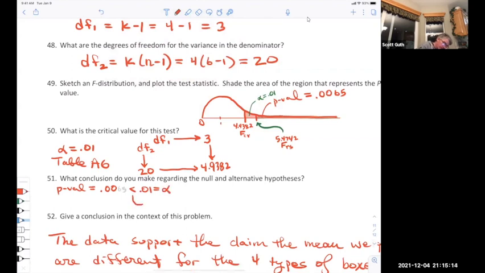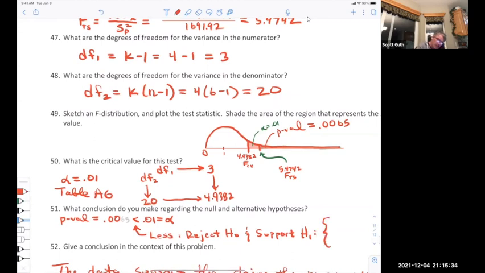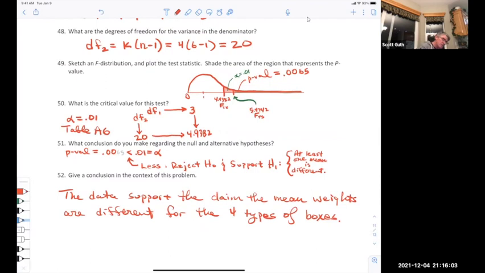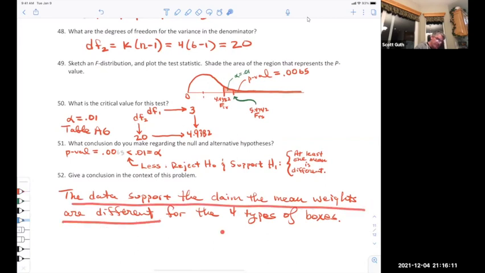And whenever the p-value is less than alpha, as usual, we will reject the null hypothesis and support the alternative. The alternative, which had said that at least one mean is different. So they're not all the same. These are the strengths of the cardboard boxes. So we're just saying some types of boxes are stronger than others. So the data support the claim that the mean weights are different for the four types of cardboard boxes.